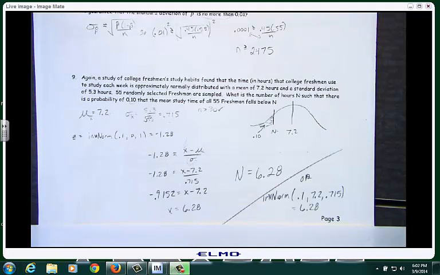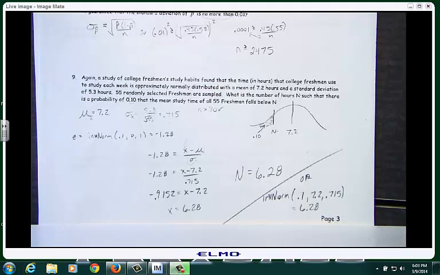In this problem, we're using a previous problem from the practice test, where we had a mean of 7.2 hours, and we take the population standard deviation divided by the square root of our sample size, and we have our sample standard deviation of 0.715. Now, since our 55 size sample is greater than 30, we're allowed to use this normal approximation. Now, there's two ways we can go about trying to solve this problem. One using a calculator and one using the z-tables from our packet.